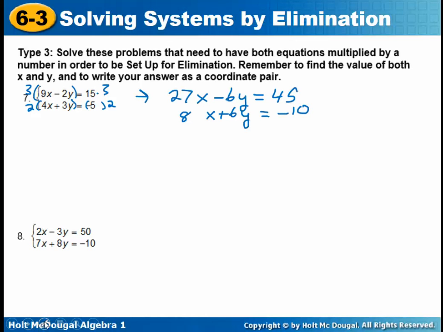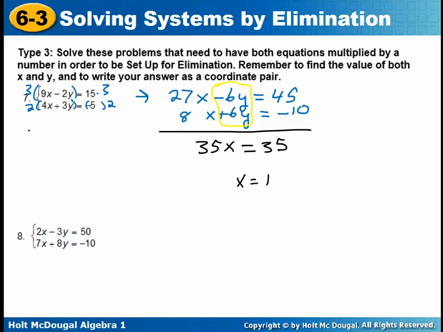So this is going to work well because now we have a negative 6y and a plus 6y for our y terms. And when we add these together, the y term will eliminate. So 27x plus 8x is, let's see, 35x. The y's are gone, it's 0. And then 45 minus 10, that's kind of nice, is 35. So we divide both sides by 35, we're going to get x equals 1.